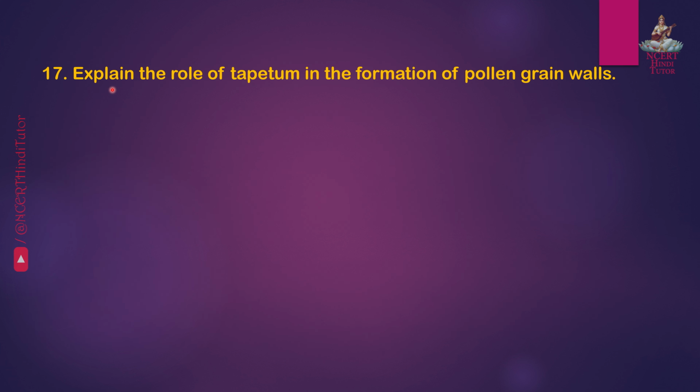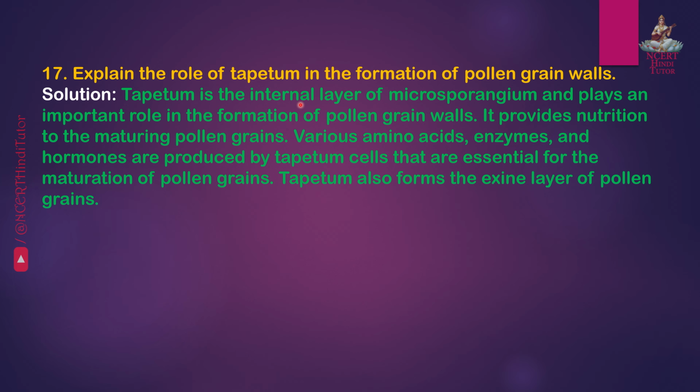Question 17. Explain the role of tapetum in the formation of pollen grain walls. Answer. Tapetum is the internal layer of microsporangium and plays an important role in the formation of pollen grain walls. It provides nutrition to the maturing pollen grains. Various amino acids, enzymes, and hormones are produced by tapetum cells that are essential for the maturation of pollen grains. Tapetum also forms the exine layer of pollen grains.